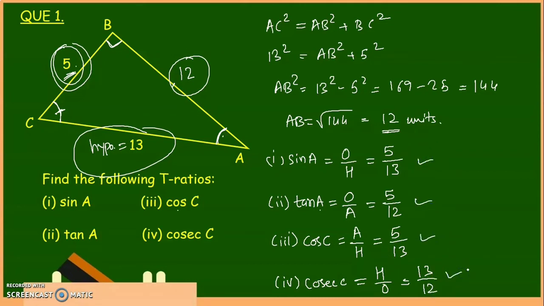This way, if you know any two sides of the triangle, we can find the third side by using the Pythagoras theorem. And if you remember the formulas for all trigonometric ratios, it will be very easy to solve this type of question. Let's see the second type of question.